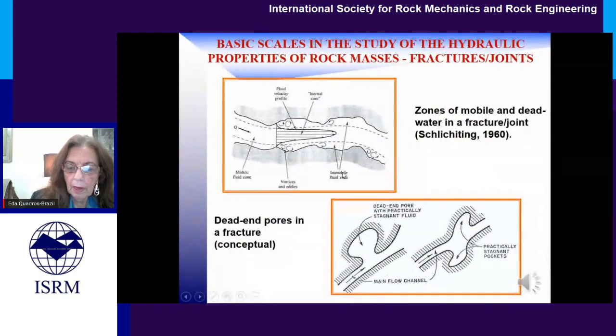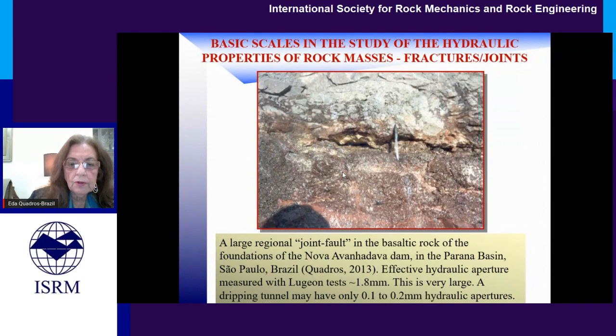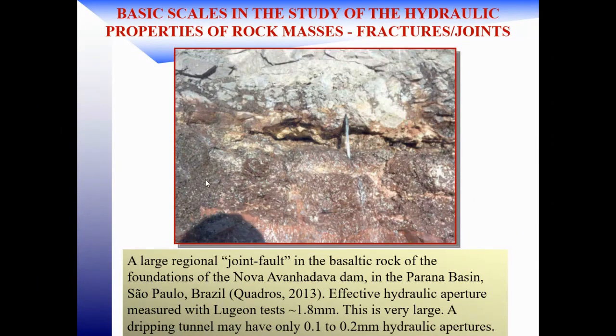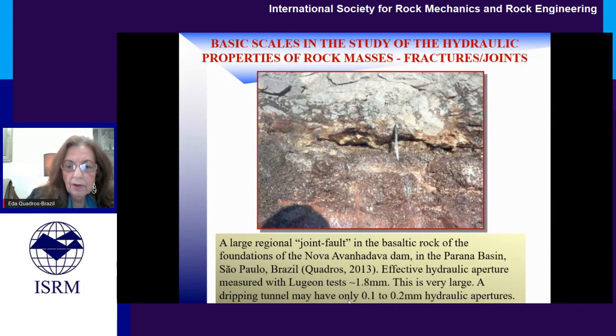a real joint in the field, a large regional joint fault in the basaltic rock of the foundations of Nova Avanhandava Dam in the Paraná Basin in São Paulo, Brazil. Effective hydraulic aperture measured with longitudinal tests showed the magnitude of 1.8 millimeters. This is very large. A deep tunnel may have only 0.1 to 0.2 millimeters hydraulic apertures. However, this kind of joints in dam foundations are injected with cement grout. Here we can see the details of the joint, like roughness, aperture, and undulations.